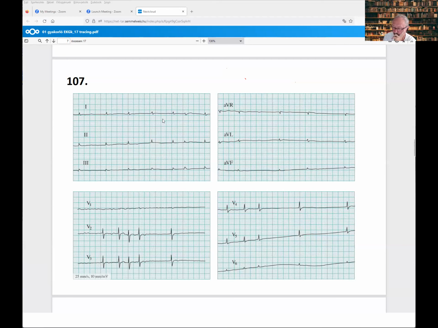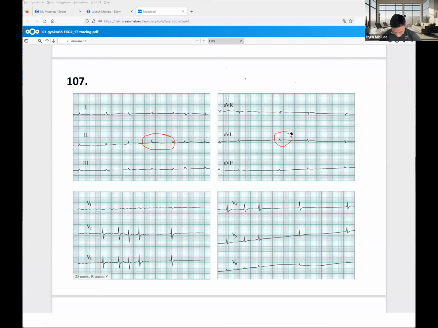Okay, good. And for axis, I use the equiphasic approach. If you see the AVL on the right in the middle, since AVL is negative 30, and 90 degrees from that would be lead 2, which shows positive 60. Very good.